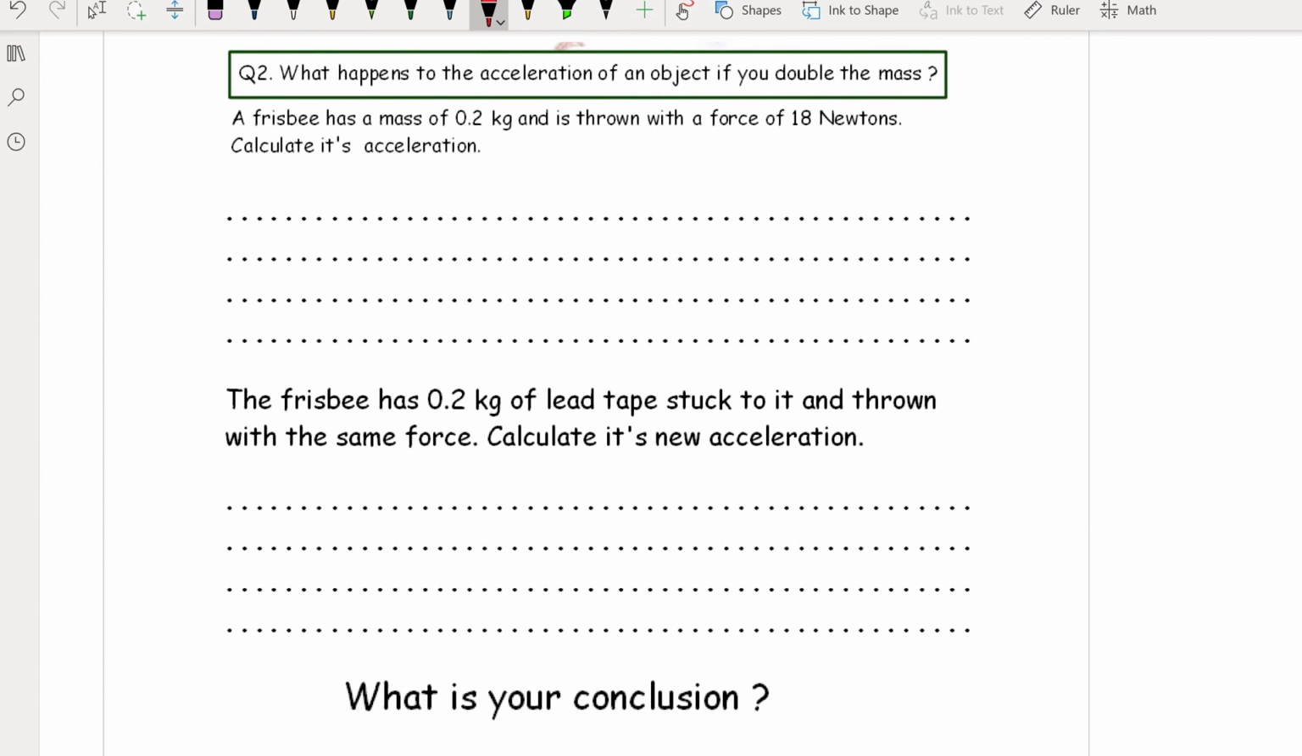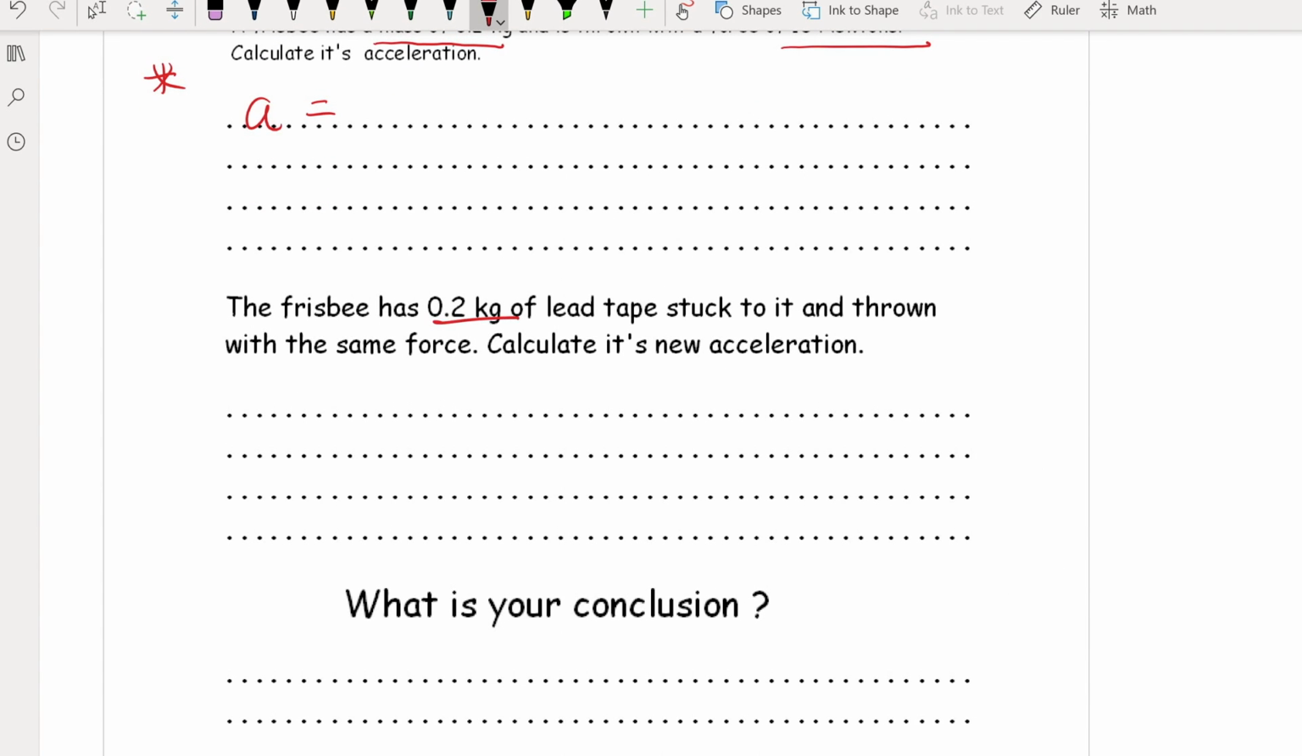What happens to the acceleration of the object if you double the mass? So we're going to find out by actually calculating. Frisbee of mass 0.2 kilogram is thrown with a force of 80 newtons. You work out the acceleration there, using F over M, of course. Same mass, this time, sorry, it's not the same mass, is it? This time we've got some lead tape stuck to it and thrown with the same force.